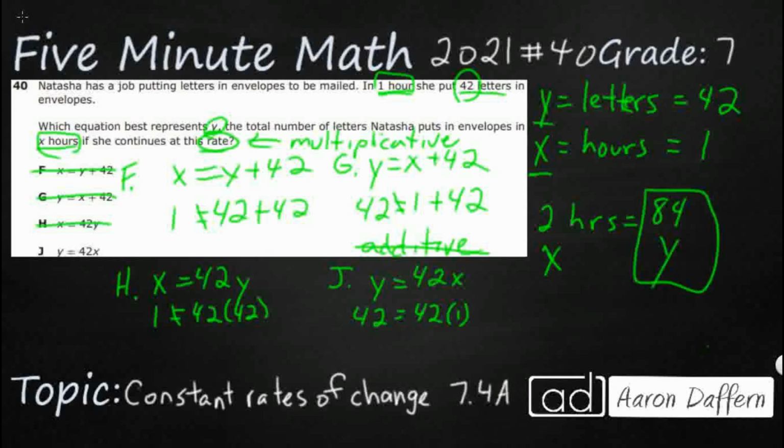Our x is 2, so our y is 84, and we are going to multiply. It looks like our constant here is our 42, and we multiply that by 2, which is our x. Yeah, that is going to work. So we have our constant of 42, and then we start with our independent variable of x and our dependent variable of y. Our answer here is J.